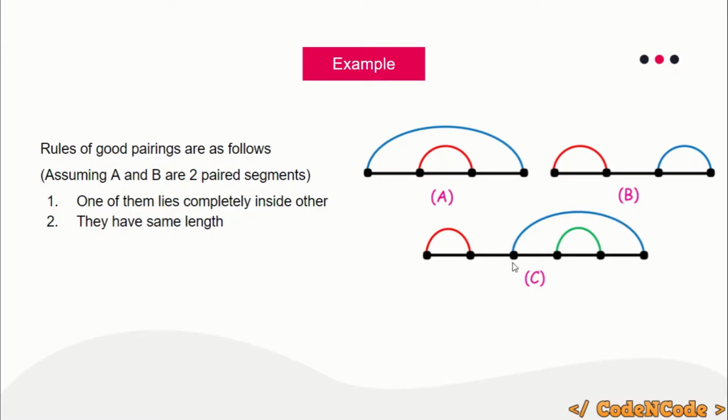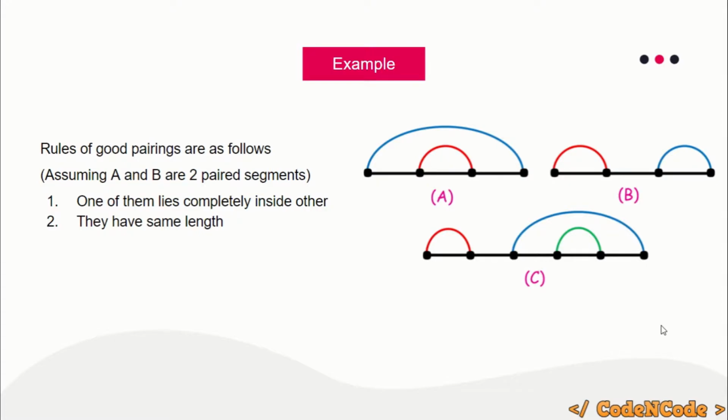So if n is equal to 3, that means we have 6 points, and with this configuration, it is invalid. Now you understand the problem statement. For a given n, we need to find how many valid configurations of 2n points exist. Let's go ahead and see that.